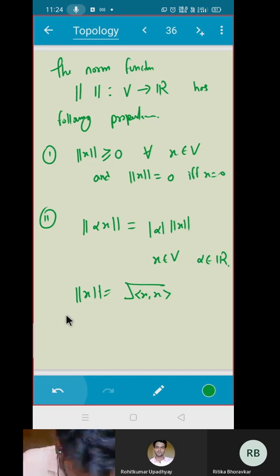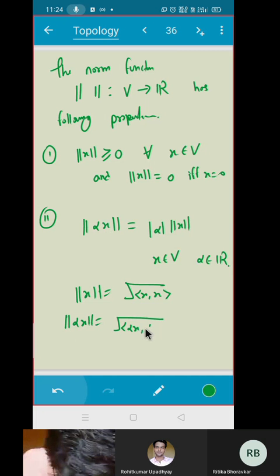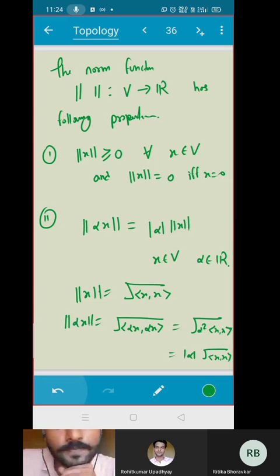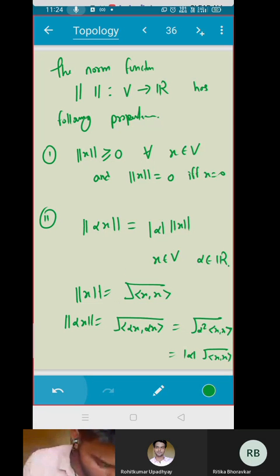Can you see the proof now? It is just one line. Norm of alpha x is the same as the square root of inner product of alpha x comma alpha x, which is the same as alpha square times inner product of x comma x. What is that? Mod alpha times square root of inner product of x comma x. Do you understand, everyone? Is it clear to you? Yes, sir. Good. So these were the two most important properties.